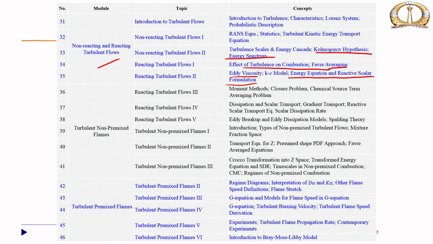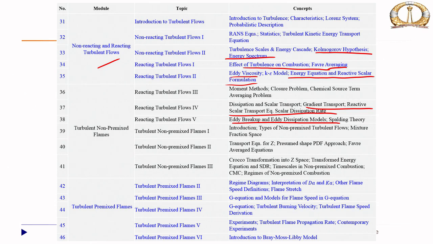So then we looked into the dissipation and scalar transport. We looked into the gradient transport and the reactive scalar transport and scalar dissipation rate. We looked into rudimentary models to provide closures, where we discussed the eddy breakup and eddy dissipation models, Spalding's theory of EBU, eddy breakup concepts.